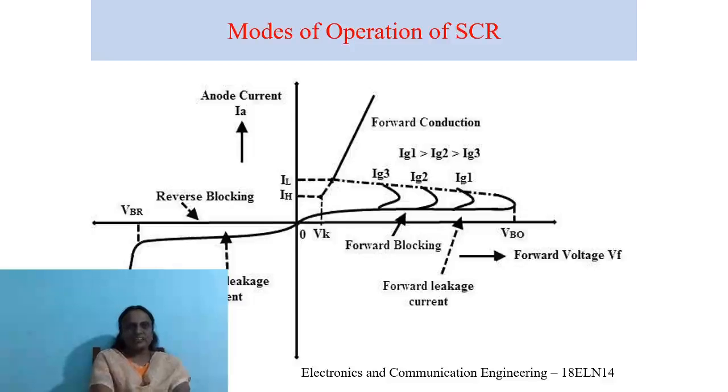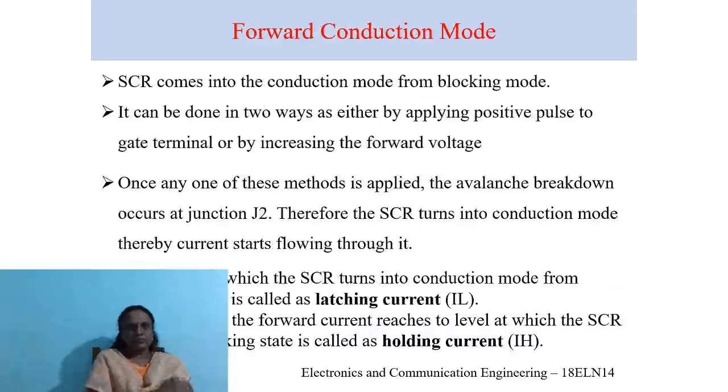As we compare IG3, IG1, IG2 here, we can see that in this mode maximum current will flow through the SCR, and the value depends on the load resistance or the impedance. Okay. Next, moving on, it is also noted that if the gate current is increasing, the voltage required to turn on the SCR is less if the gate biasing is perfect.